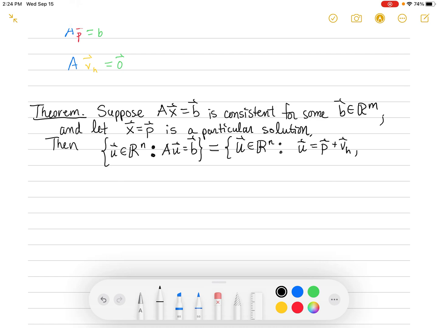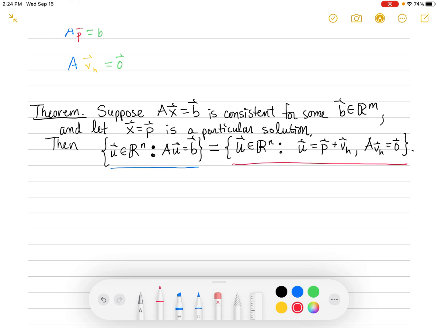So we know what P is already. P is a particular solution to AX equals B. But VH is going to be a solution to the homogeneous equation. So A times VH should be the zero vector, right? If VH is a solution to the homogeneous equation, then AVH should be the zero vector. So what is this saying? On the left here in blue, this is all the vectors U that you can plug in for X and get B. So this is saying all the solutions to the equation AX equals B.